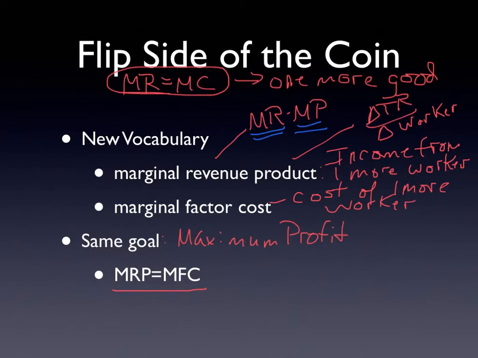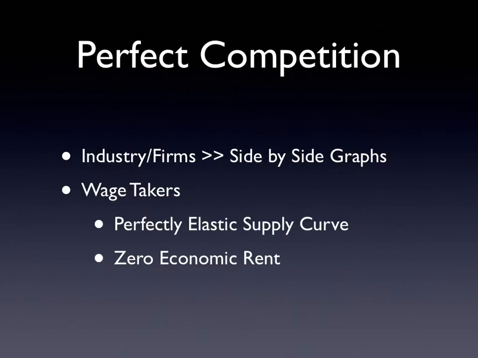And we have to be aware that the cost of one more worker is not always the wage of that one more worker. But we'll take a look at that in just a minute. One of the simplifications of the factor market in comparison to the product market is the fact that instead of 4 market structures, we only have 2 in the factor market.